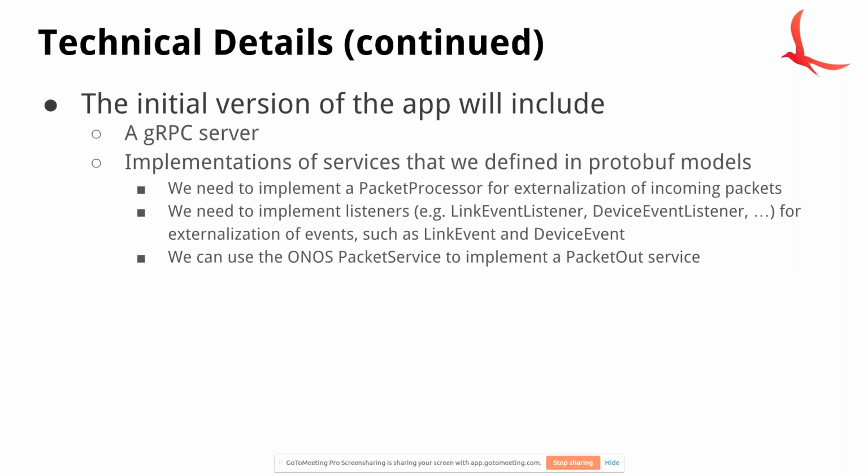So the app consists of two key components. One, a gRPC server that provides services to the external apps and services, and an implementation of each of the services that we define in the protobuf model. So we need to use packet processors and listeners in ONOS to implement those gRPC services. We can also use the packet service to implement a packet out service.